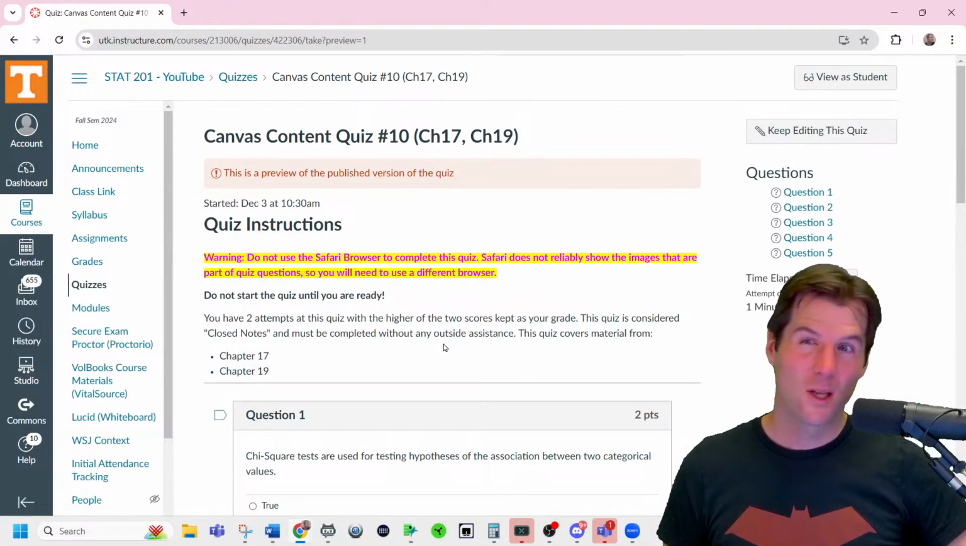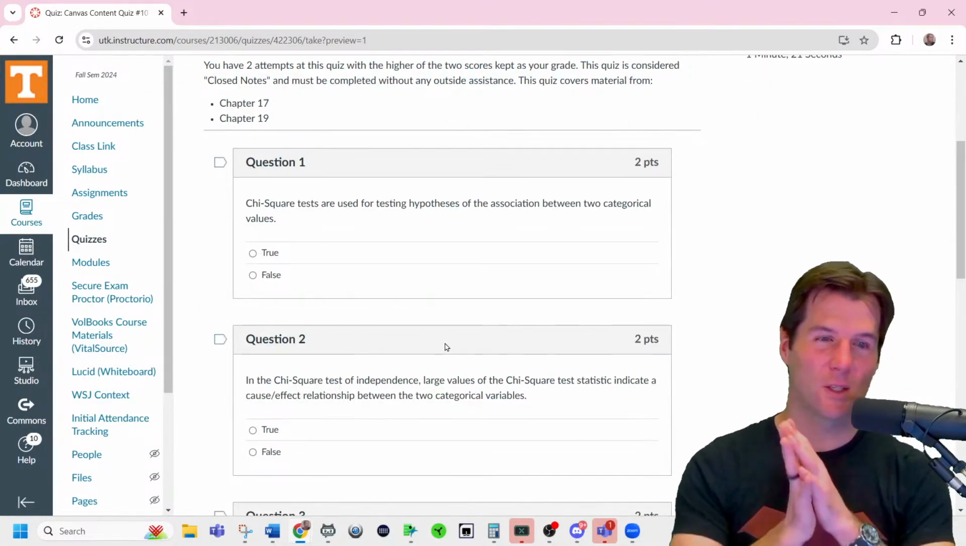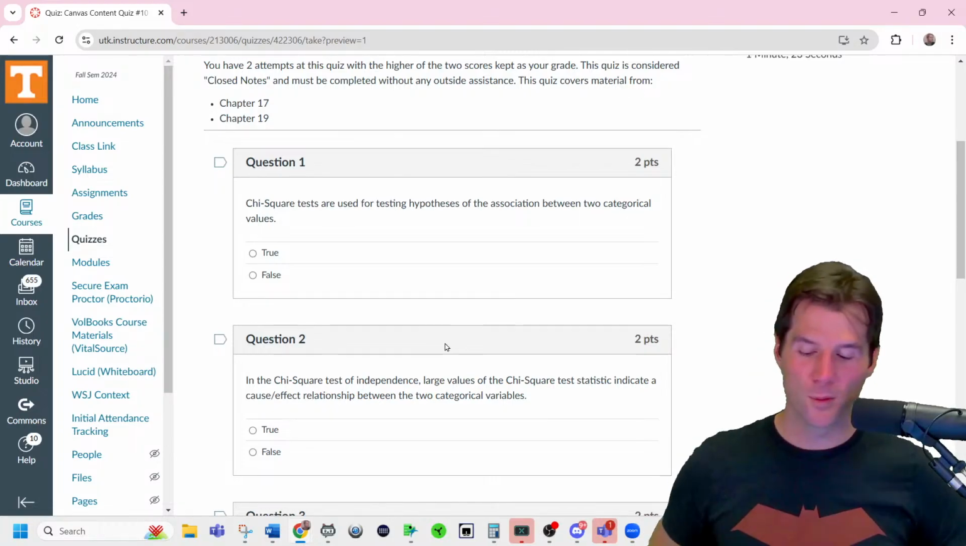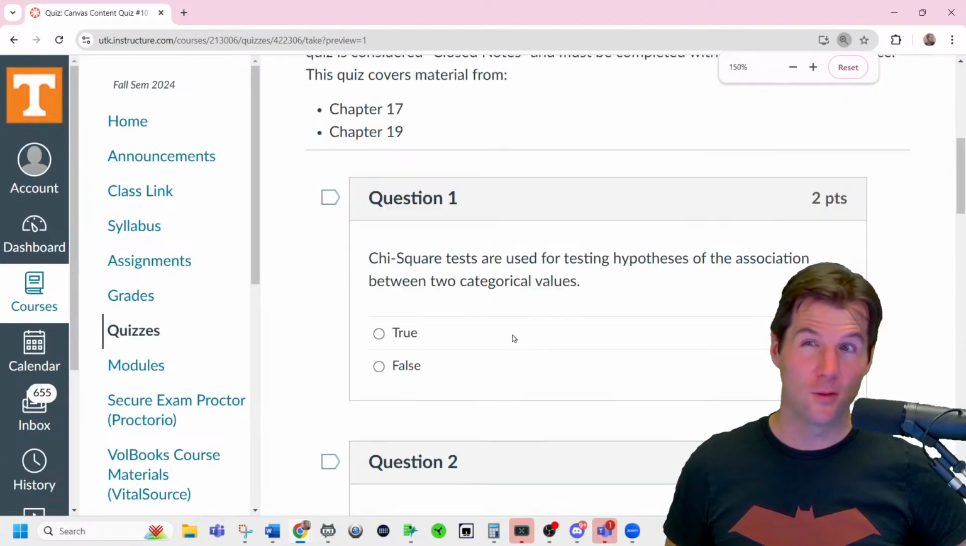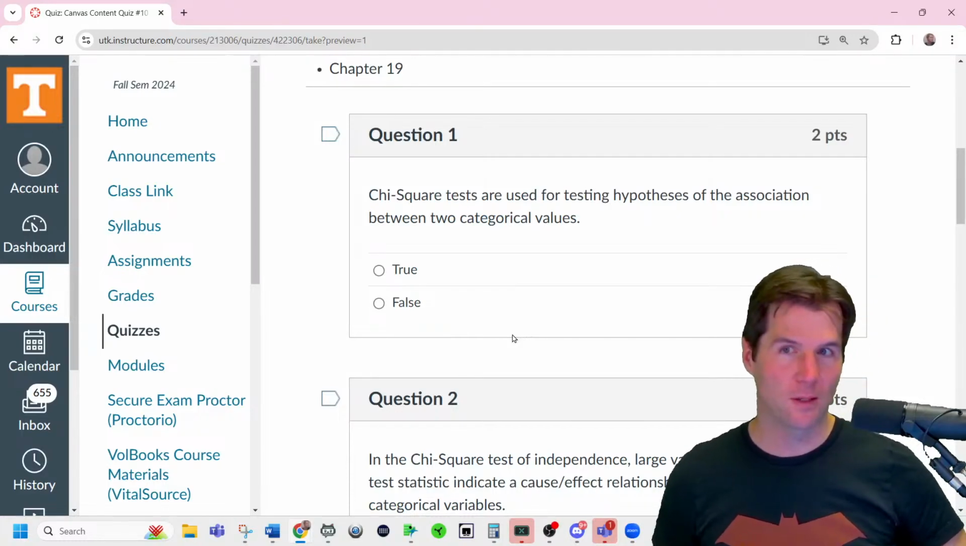Stat tool 1, Canvas content, number 10. Let's do it. What are the 4 conditions for the chi-squared test of independence? What are the 4 conditions for the chi-squared test of independence? Does anyone know in the chat the 4 conditions for the chi-squared test of independence?